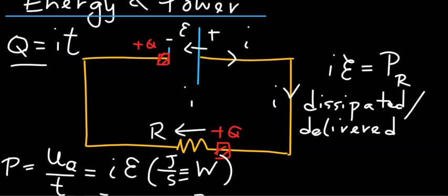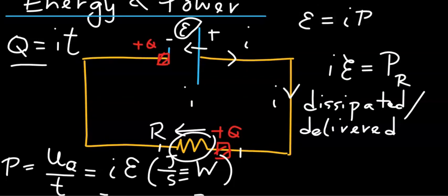Now let's assume that this resistor is an ohmic material. So the potential difference across the resistor must be the same as the potential difference or the EMF provided by the battery. And that potential difference by Ohm's law is quite simply the current through the resistor times the resistance of the resistor. Now putting this in this equation, we end up with the following form for power dissipated or delivered to the resistor. It's quite simply I squared times R.